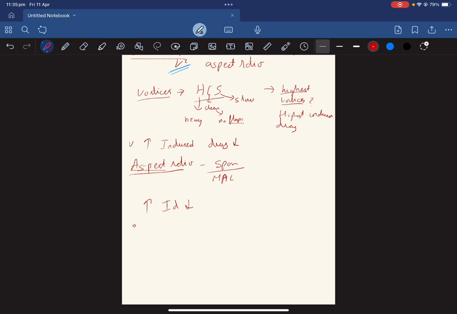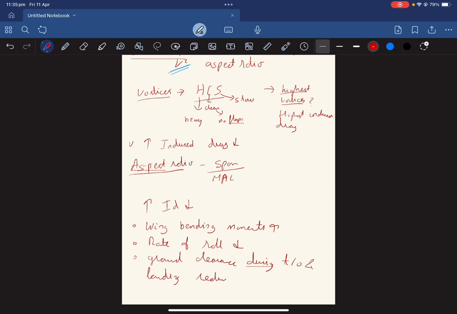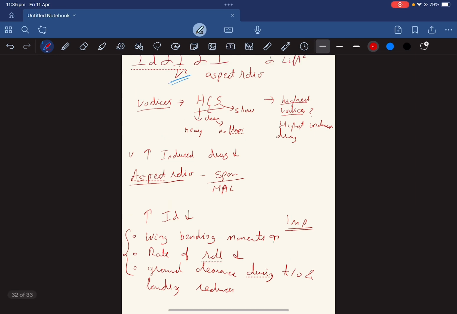If I increase my aspect ratio too much, first of all, my wing bending moments are going to increase. Then my rate of roll is going to reduce. My ground clearance during takeoff and landing reduces. Alright, so these three are actually important, so I hope you remember them. Of course there has to be some other way to reduce induced drag, right? We're going to study it later.